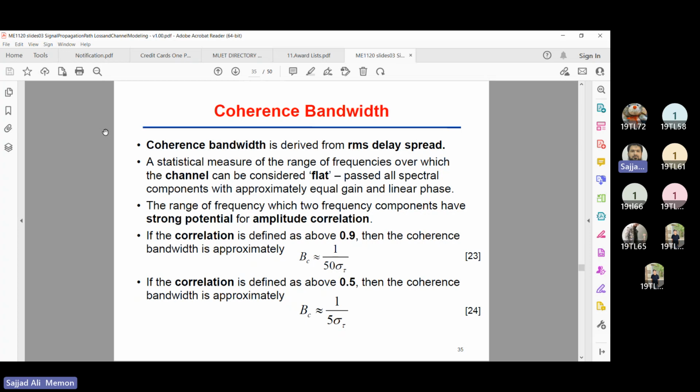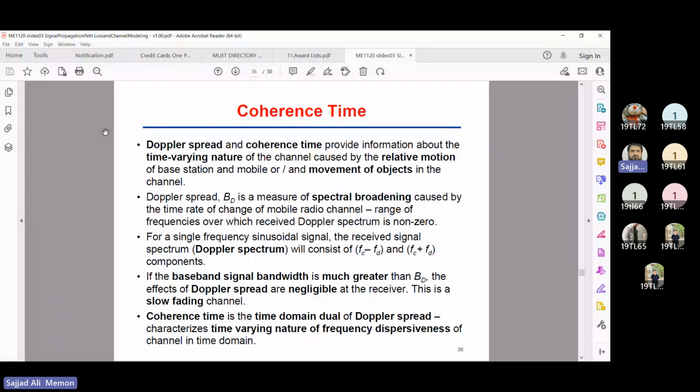Now the range of frequencies over which two frequency components have a strong potential for amplitude correlation. Means how much two frequencies are treated equally, how much correlation they have. If the correlation between those range of frequencies is defined as above 0.9, meaning 90% of the frequencies in that range are correlated, then the coherence bandwidth expression is 1 over 50 times the RMS delay spread. If the correlation is above 50%, then it is 1 divided by 5 times the RMS delay spread.